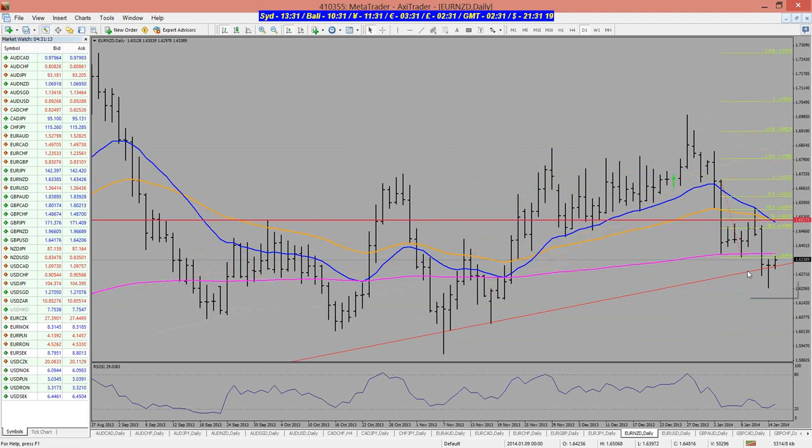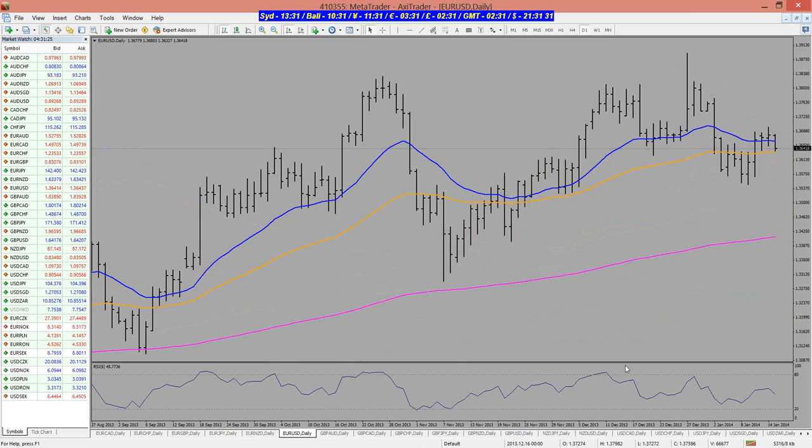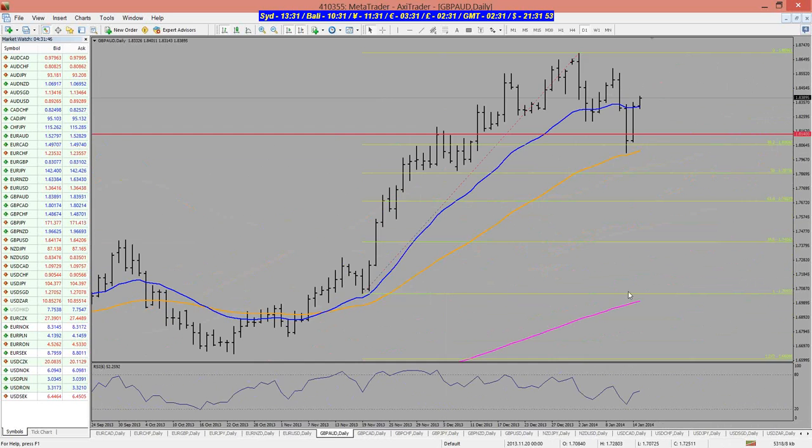Zero interest in this as well. The Kiwi's going nowhere, and I don't like any of the Kiwi crosses. Euro dollar also going nowhere. The US dollar's got pretty strong today. You just see it chopping around, and the 50 starting to flatline. Just don't see anything in it yet, and I'd rather not put my money behind it.